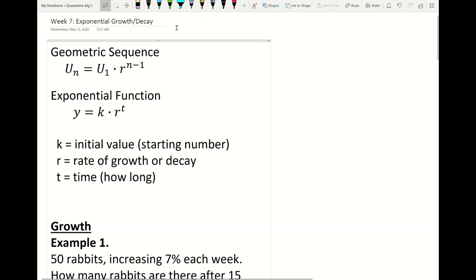So far, we've learned arithmetic and geometric sequence and series. Now we're going to place our focus on geometric sequence once again because it has a wide variety of real-life applications. Now, I want you to look at these two formulas. Do you find any similarities?